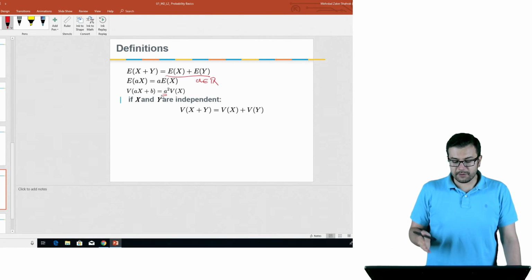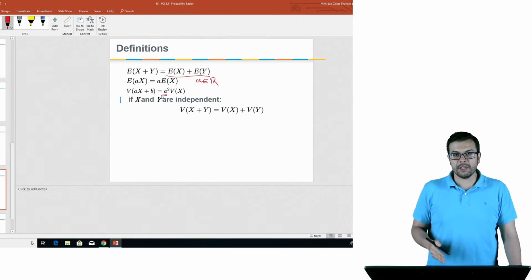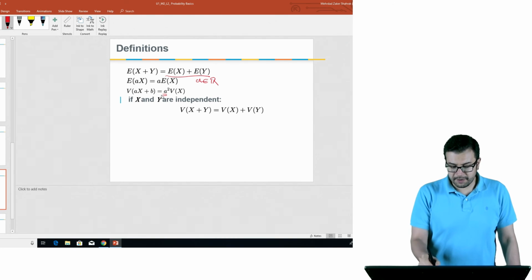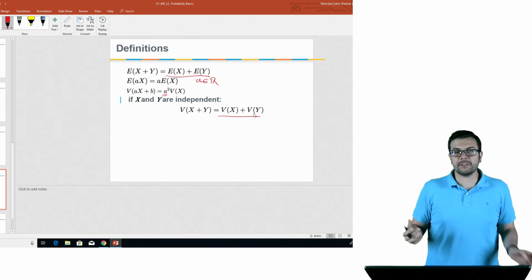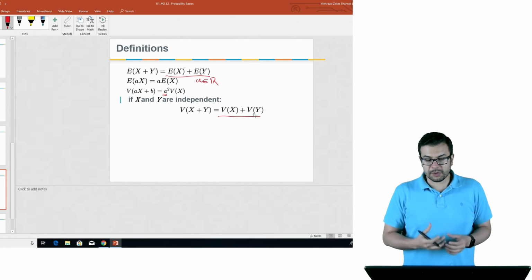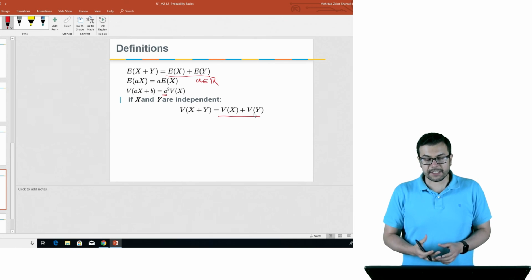Also, if we have two different variables X and Y which are independent of each other, the variance of the summation is simply the sum of the variances.